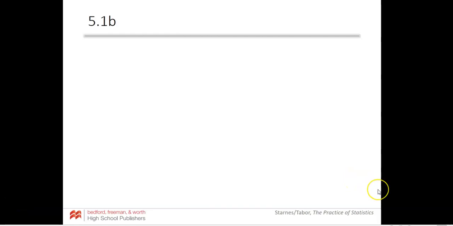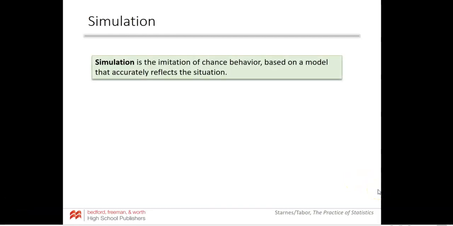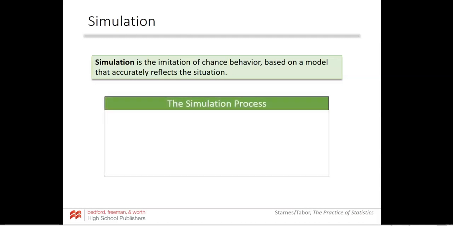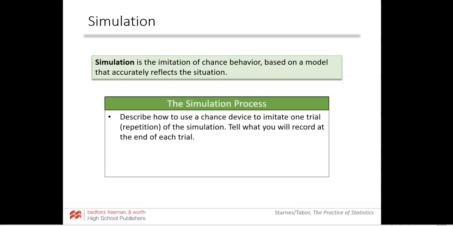Okay, this is lesson 5.1b. So simulation is just complete chance. It's based on a model, and it's usually done by computer, right? So usually there's lots and lots of trials, not just one, but maybe 100 or 500 sometimes.